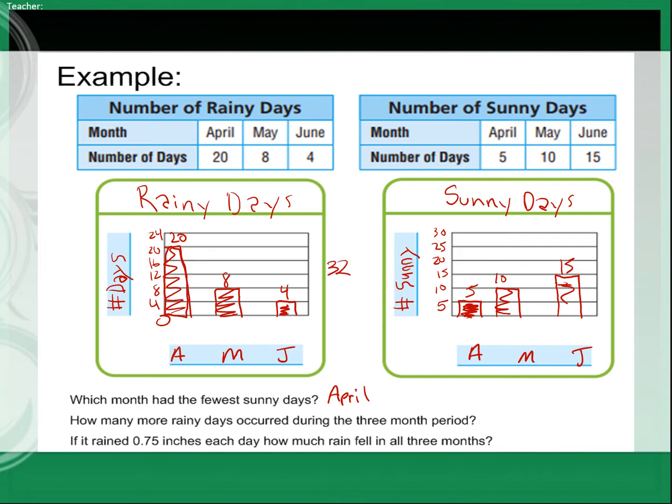Now, how many sunny days were there? 15 and 10 make 25, plus 5 is 30. How many more rainy days occurred during the 3 months? So there were 2 more rainy days than sunny days.